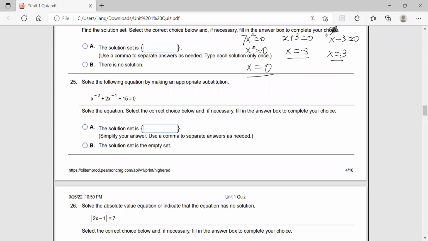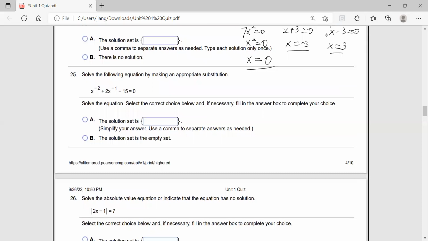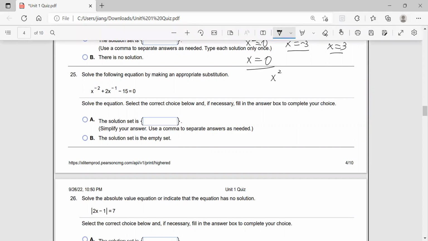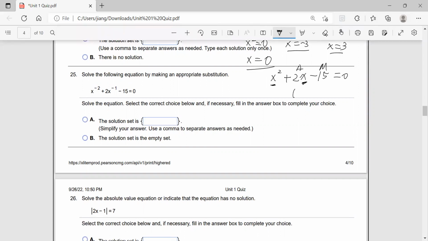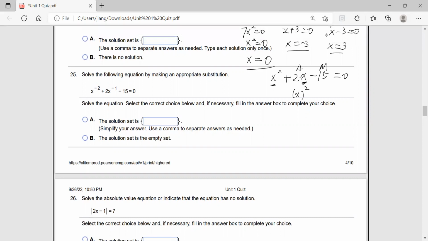Next one, we can use the substitution method. We have learned that if I'm using the A and M method, I have x squared, for example, plus 2x, and for example, minus 15. Here's A, here's M, and then equals 0. Now look here, this is x squared. That means if I square the middle variable x, I get the first term, x squared. And now let's do the substitution.